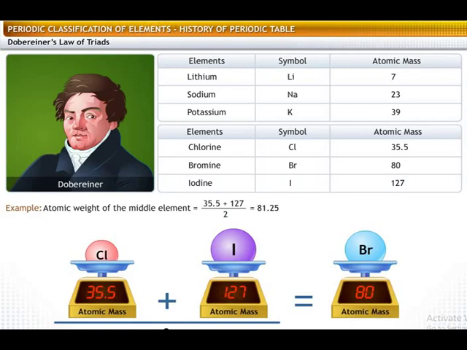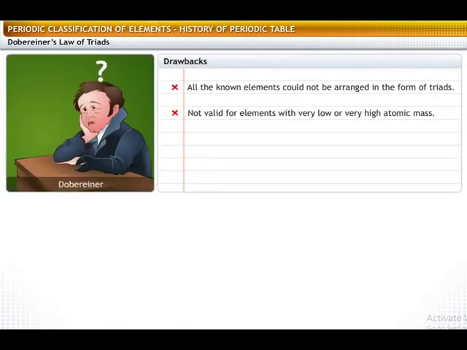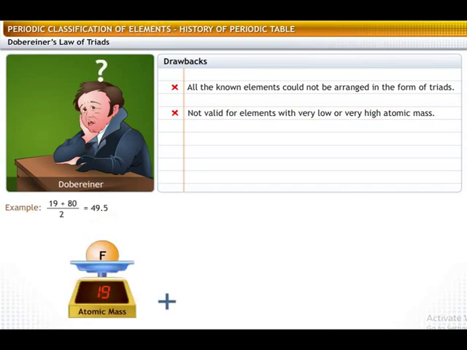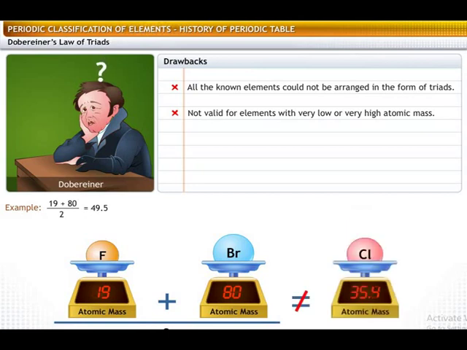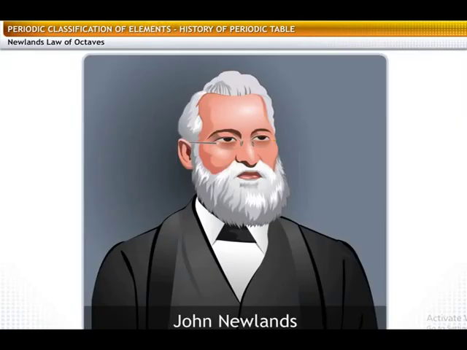While this law worked for some elements, it was not a success because all the known elements could not be arranged in the form of triads. The law did not hold good for elements with very low or very high atomic mass. For example, the arithmetic mean of the atomic masses of fluorine, 19, and bromine, 80, which comes to 49.5, varies significantly from the atomic mass of chlorine, which is 35.5. Since Daubernier's law could not successfully group elements, the attempts at classification continued.